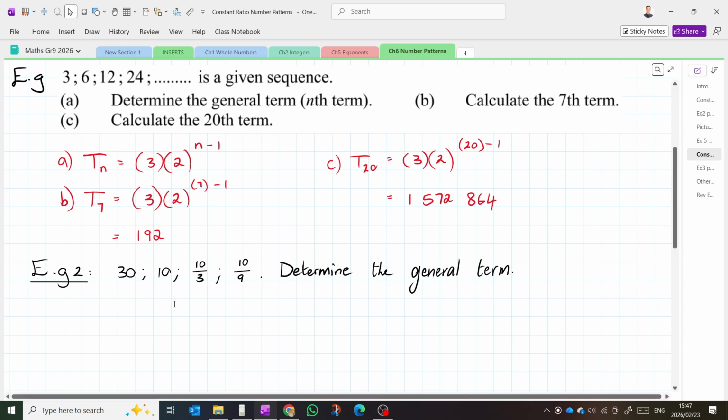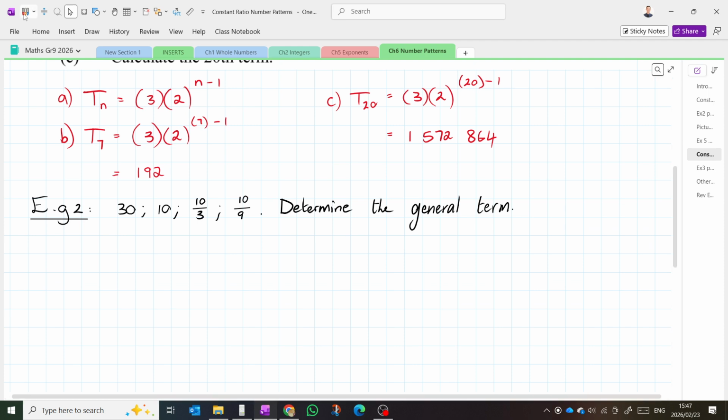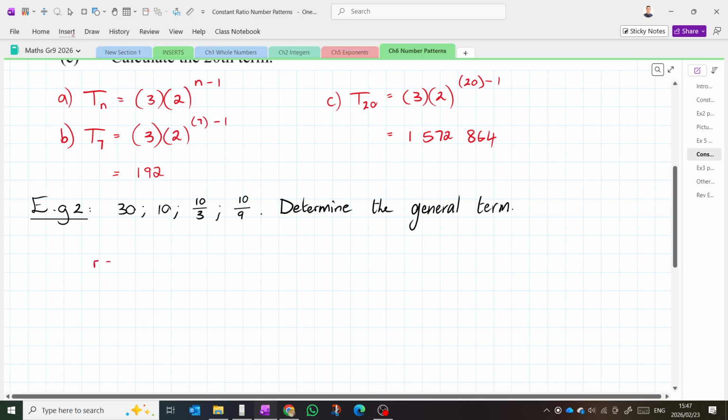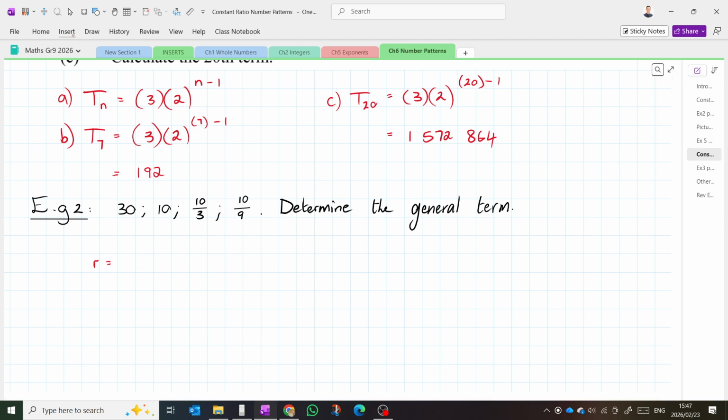So the first thing you are going to do is determine the ratio. And you can do that by using any two terms that follow on each other. So I can use the 30 and the 10, I can use the 10 and the 10 over 3, I can use the 10 over 3 and the 10 over 9, it doesn't matter. I'm going to stick with the simplest ones, and I'm going to use the 10 and divide it by its previous term, and that will simplify down to a third.